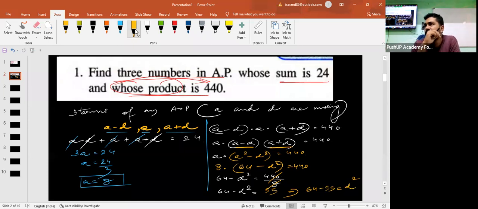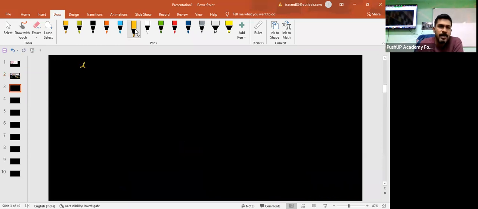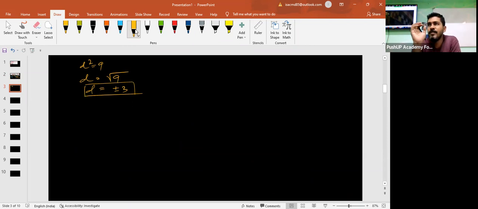Sachin, did you follow it? Calculation part is clear. Now what is 64 minus 55? It is 9, which is equal to D square. Okay. So let me go to the next slide. D square is equal to 9. So in that case, D will be what? Plus or minus 3. Square root of 9 is plus or minus 3. You got the values of A as well as D. Now we can easily find the three terms of the arithmetic progression.